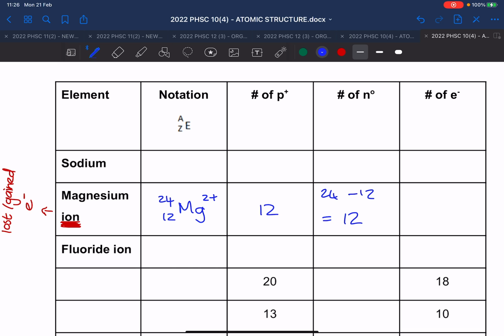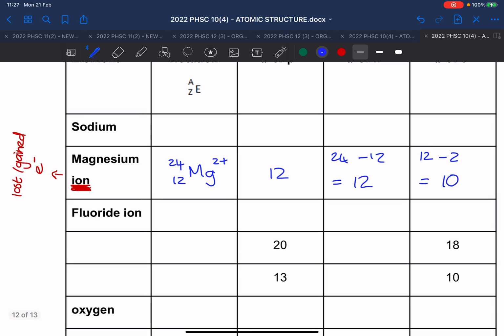How many did it have to start with? It had 12, the same as the number of protons, right? But now it says 2 plus. The 2 plus means it lost electrons. So it had 12 electrons, it lost 2 electrons. How many does it have now? 10. So 12 minus 2 gives you 10. So you can see what I mean with it becomes more difficult.